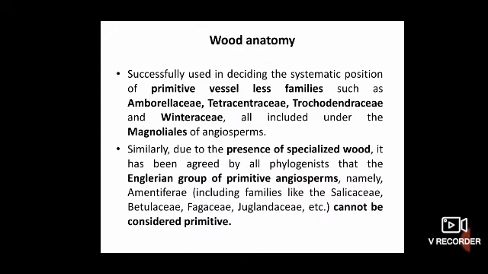The wood anatomy. Wood anatomy has been used at almost all taxonomic levels. Because of their conservative nature, anatomical features of the secondary wood have been very useful in taxonomy and phylogeny. Along with other lines of evidence, it has been successfully used in deciding the systematic position of primitive vessel-less families such as Amborellaceae, Tetracentraceae, Trochodendraceae and Winteraceae, all included under the Magnoliales of angiosperms, the primitive families.